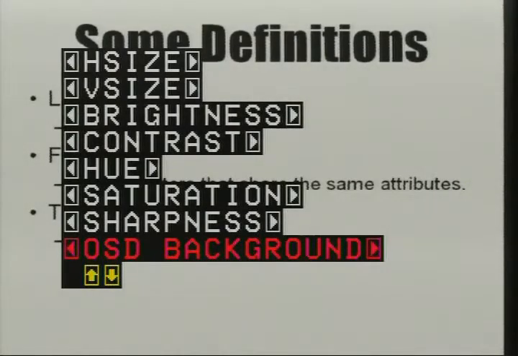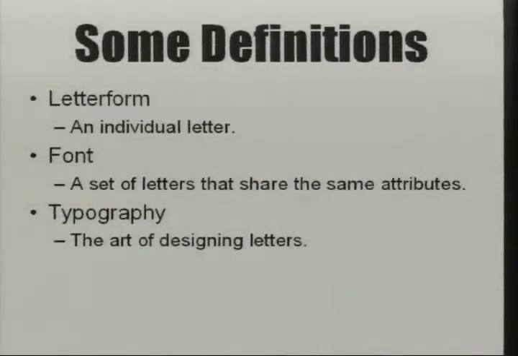Here are some definitions first for those people who might need them. These are different terminology that's going to be used. Letter form is actually just an individual letter, or something that claims to be a letter, and we'll get into that later on. Font is actually a set of letters that share the same attributes. So when you talk about a font family, a lot of times it'll include a bold or italic or something like that. But all the letters, uppercase and lowercase, if there's lowercase, all share the same attributes. They all look the same.